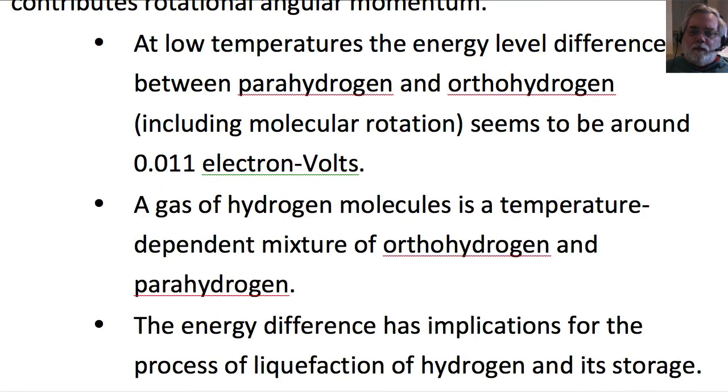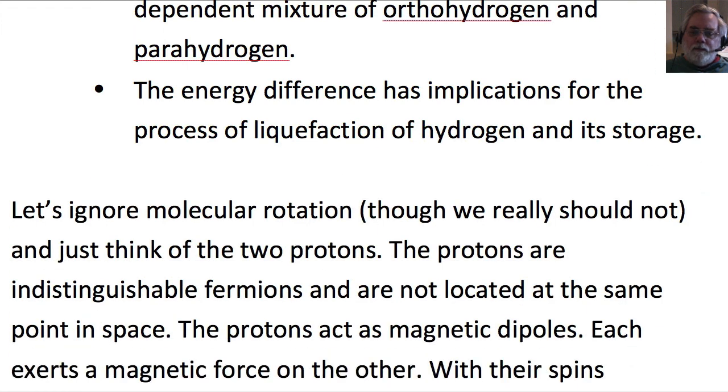At low temperatures, the energy level difference between parahydrogen and orthohydrogen, including molecular rotation, seems to be around 1/100th of an electron volt. A gas of hydrogen molecules is a temperature-dependent mixture of orthohydrogen and parahydrogen. The energy difference has implications for the process of liquefaction of hydrogen and its storage. When it's liquefied, it's important to cool it so that all of the molecules are in the lowest energy state. So you have to remove that heat.